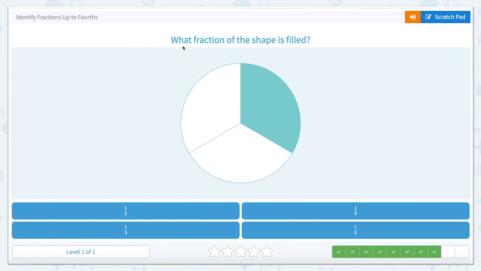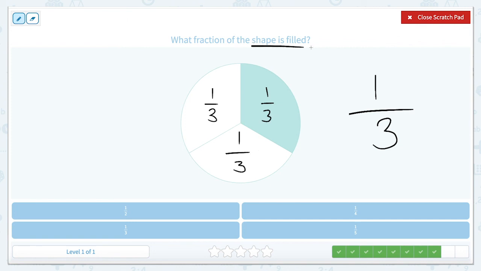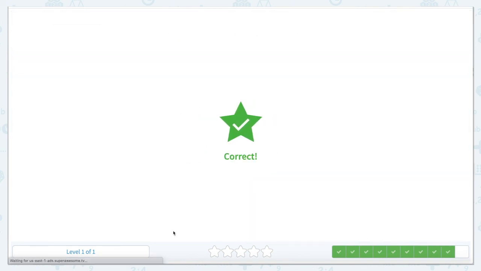Now we're back to a circle. What fraction of this shape is filled? Well, this one is our circle. We can see that there's 1, 2, 3 equal parts. So we know our denominator is going to be equal to 3, and one piece is 1 out of the 3 pieces, or 1/3. So this is 1/3. This is 1/3, and this is 1/3. They're asking for what fraction of the shape is filled. So I'm going to close my scratch pad. I'm going to look at that piece that is filled. It's just 1/3. And there we go.